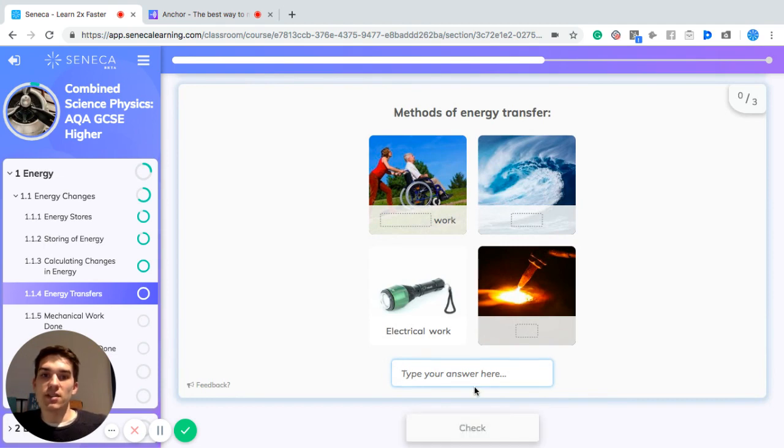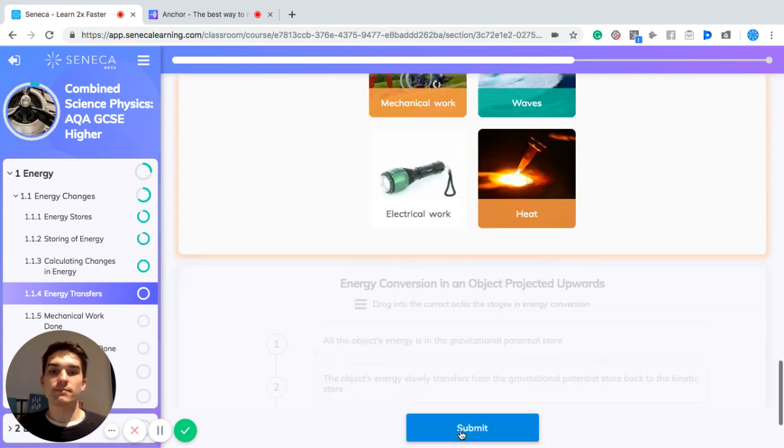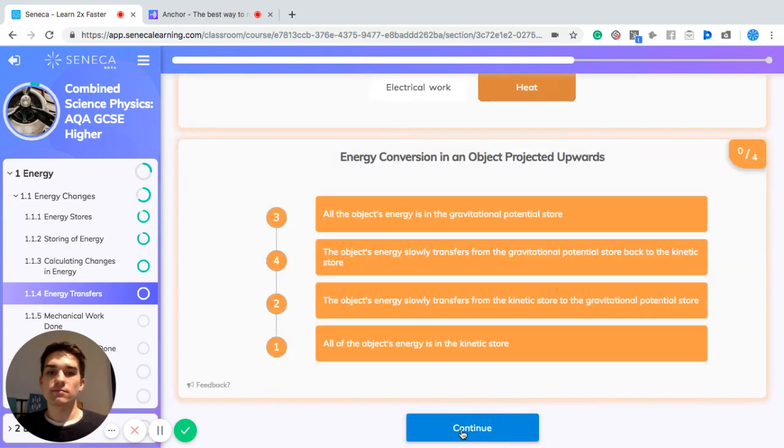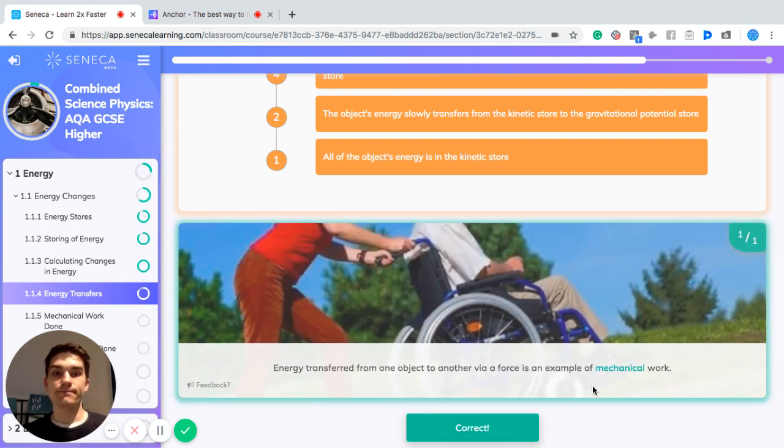Now remember some of the methods of energy transfer. We can do electrical work, we can have waves, we can have heat, and we can have mechanical work. Energy transferred from one object to another by a force is an example of mechanical work.